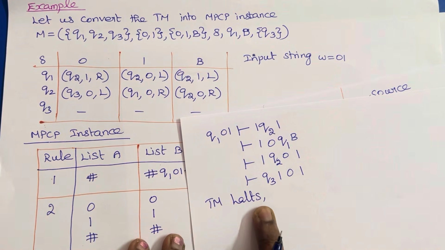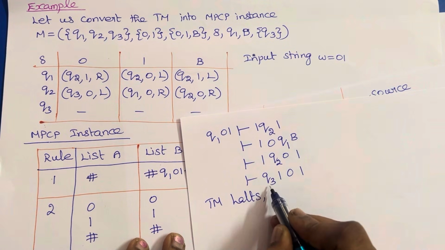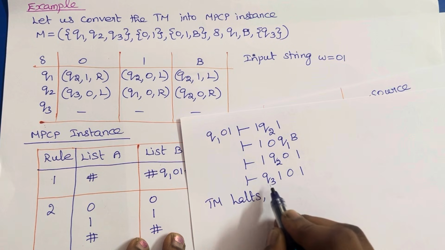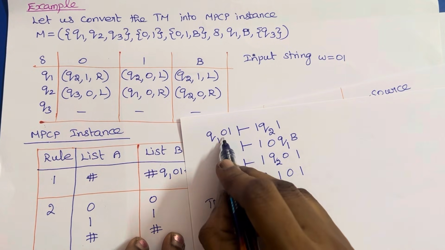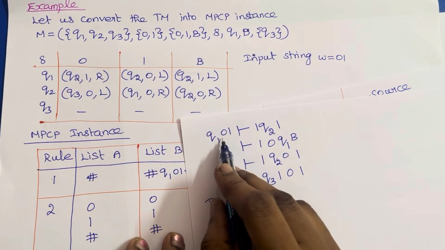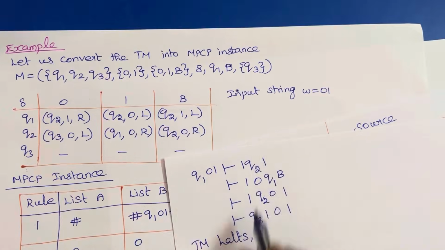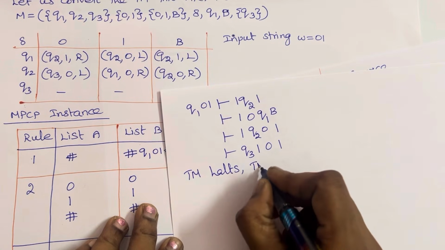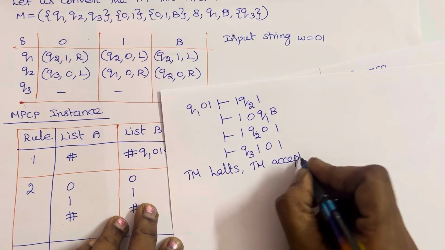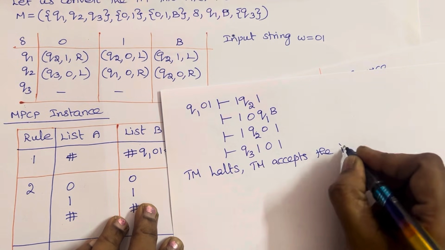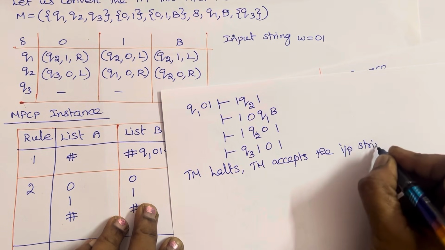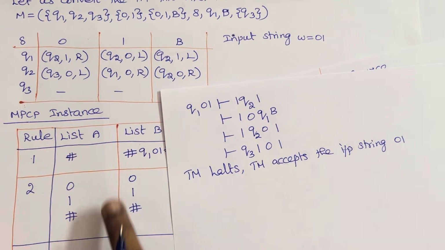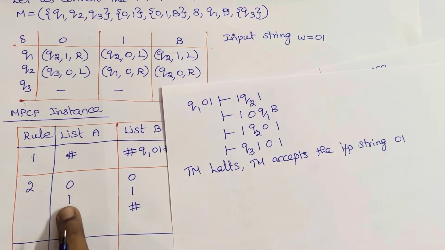Undefined state means the Turing machine will halt. But we need to check whether we entered into the final state or not. If the state is a final state, we can say that the input string is accepted, otherwise the input string is not accepted. Here since Q3 is a final state, we can say that the Turing machine accepts the input string 0 1.